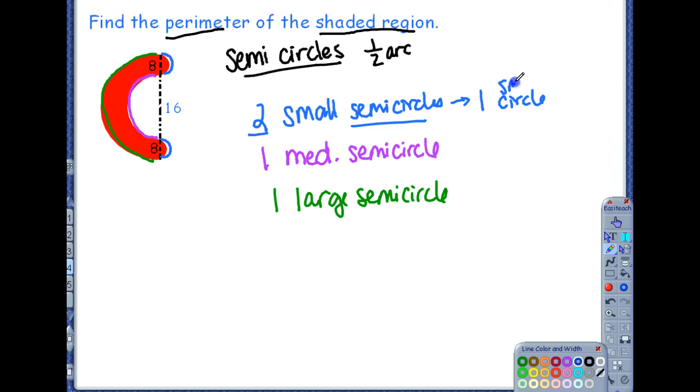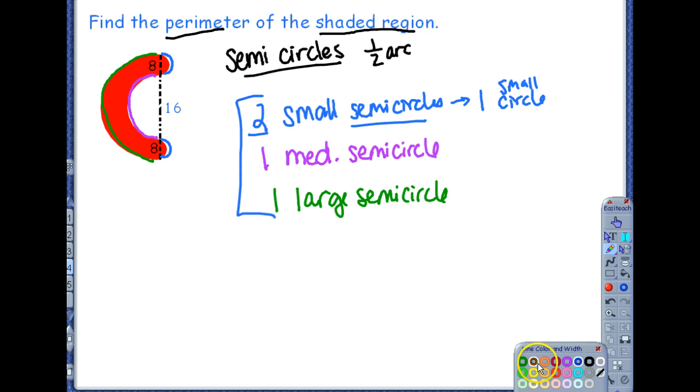One small circle. Okay. So I really need one small circle's circumference, half of a medium-sized circle circumference, and half of the large circle's circumference. So it helps, again, just to get a game plan. This is just going to help us get that picture of where we're going to go.